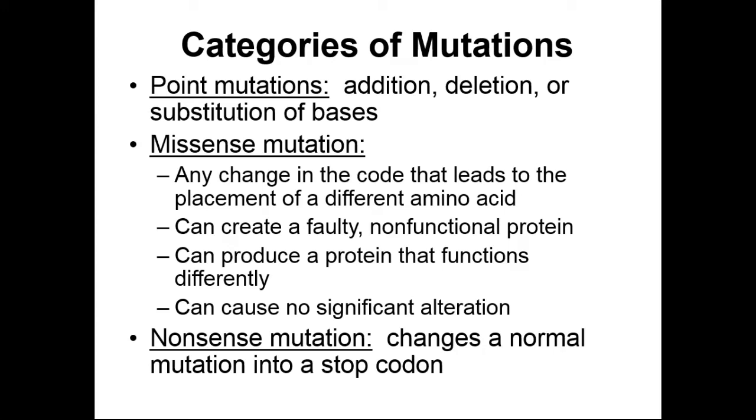So these mutations, depending on the amino acid substitution and the kind of substitution and where the amino acid is located within the protein, can cause no change, or it can cause the protein to completely stop working, or it can cause the protein to work slightly differently. So missense mutations are a change in the codon that change the amino acid. A nonsense mutation will take a codon for a regular amino acid and turn it into a stop codon.